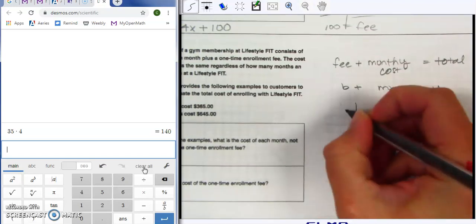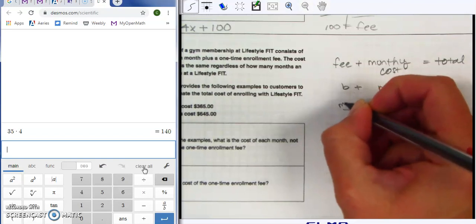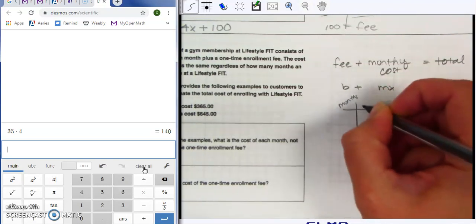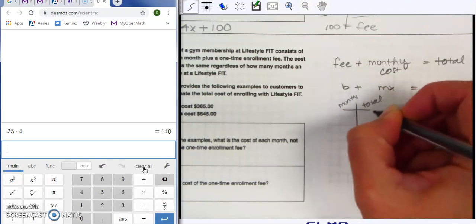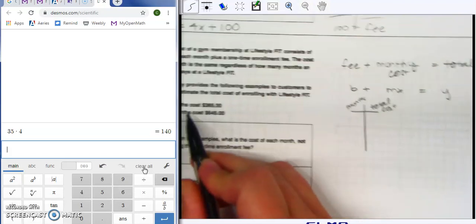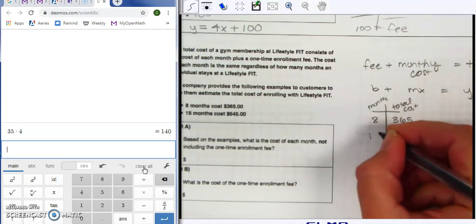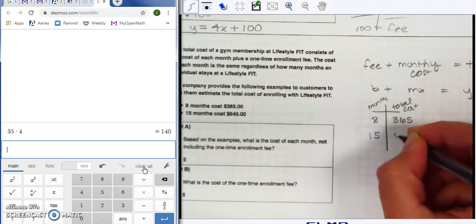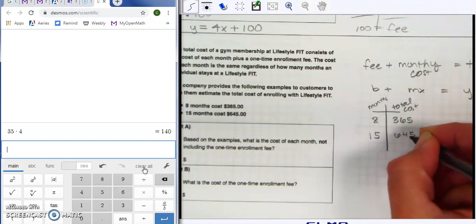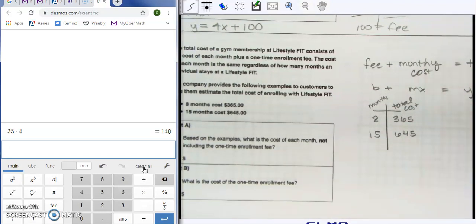So let's go ahead and set up a table here where we have the number of months that we go to the gym and our total cost. All right, so it says for 8 months, our cost would be $365. For 15 months, our total cost would be $645. And so we've got to use this to figure out, there's that bell again. Sorry about that. Just ignore it.